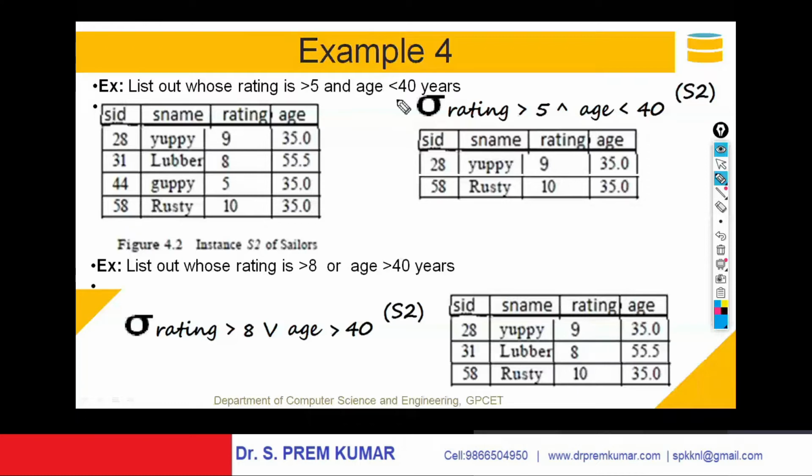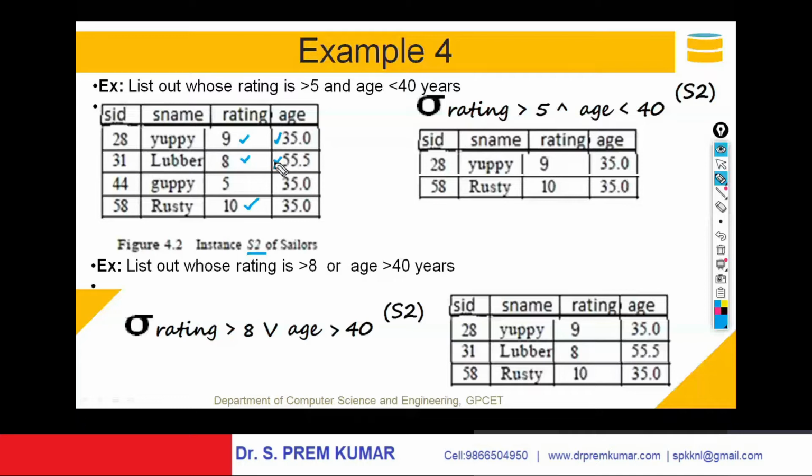So let me say this is S2, that is the sailors table. Select rating greater than 5. Here this rating is greater than 5, this rating is greater than 5, and this rating is greater than 5. And age should be less than 40. Yes, this is true. Age is less than 40. This is true. That is true. This is false. This is false.